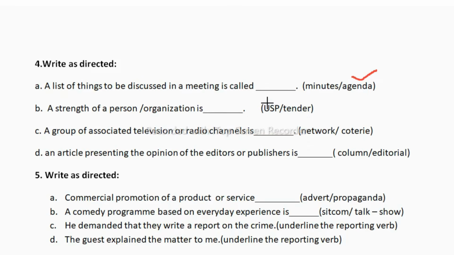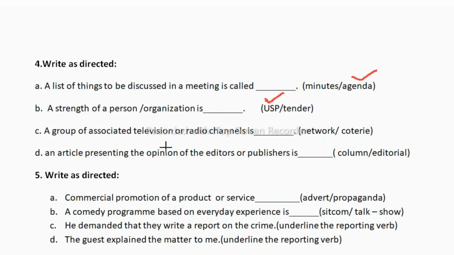USP is nothing but unique selling point, and tender is nothing but an invitation or offer to bid for a project or to accept a formal offer. That is called tender. So the correct answer will be unique selling point, because it helps the person or organization make your product or service better than the competitors. Now let's see the next one.